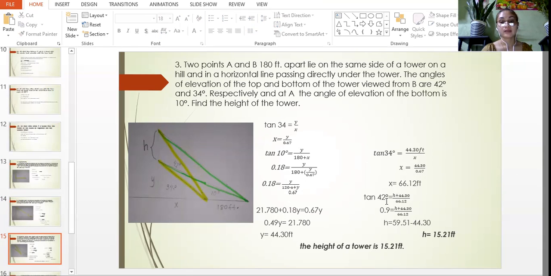Then next is tan 42 degrees. So tan 42 degrees is equal to (h, which is the height, plus 44.30) over 66.12, the value of x. The value of tan 42 degrees is 0.9, so 0.9 is equal to (h plus 44.30) over 66.12. Then h is equal to 59.51 minus 44.30. So the height of the tower is 15.12 feet.